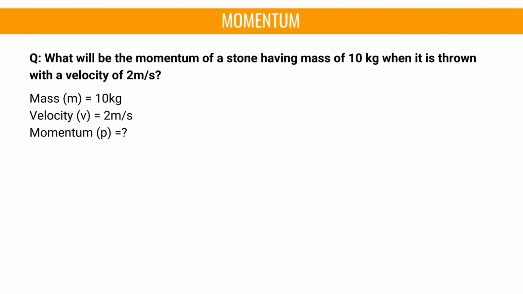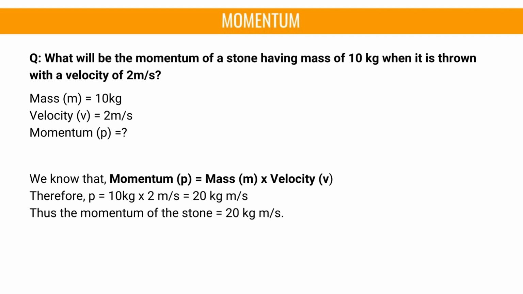What will be the momentum of a stone having a mass of 10 kilograms when it is thrown with a velocity of 2 meters per second? Mass, m, equals 10 kilograms. Velocity, v, equals 2 meters per second. Momentum, p, is unknown. We know that momentum, p, equals mass, m, multiplied by velocity, v. Therefore, p equals 10 kilograms multiplied by 2 meters per second, which is 20 kilogram meters per second. Thus the momentum of the stone equals 20 kilogram meters per second.